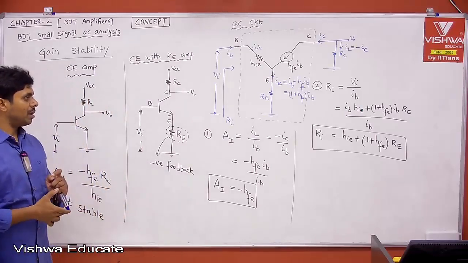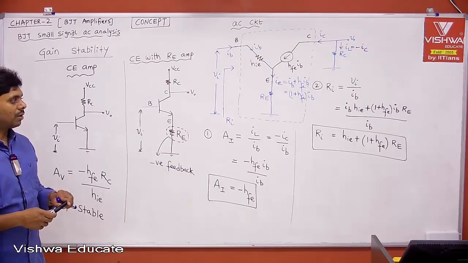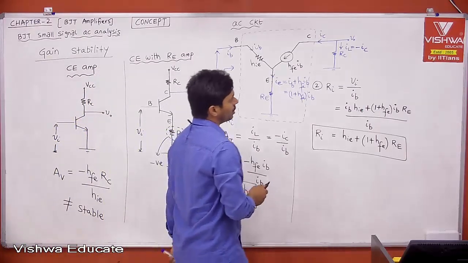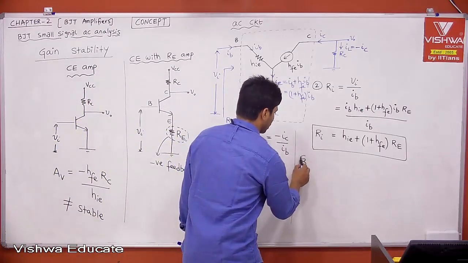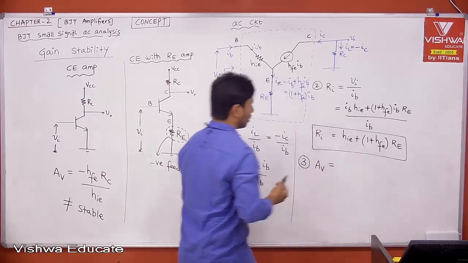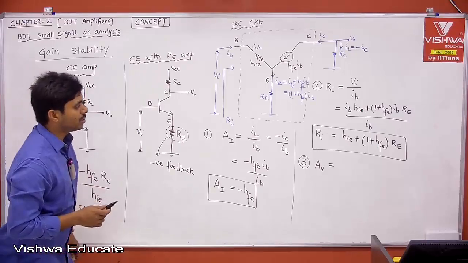Out of 4 AC parameters, 2 are over. Now, the third one, just wait. After completion of this, I will give you time to write down. Now, the third one, voltage gain. What is voltage gain? That is what we are interested in, okay? But let's calculate all AC parameters.